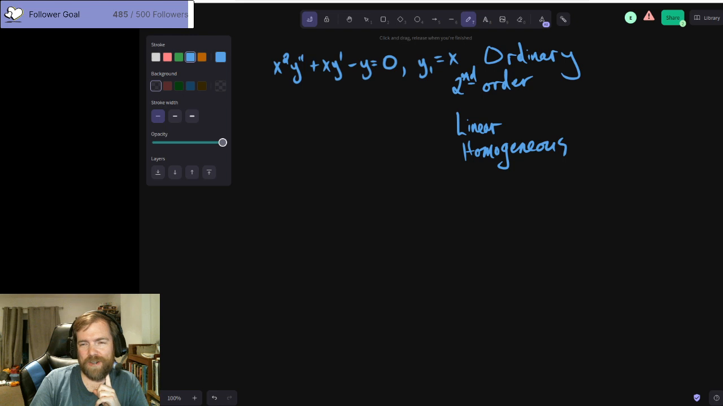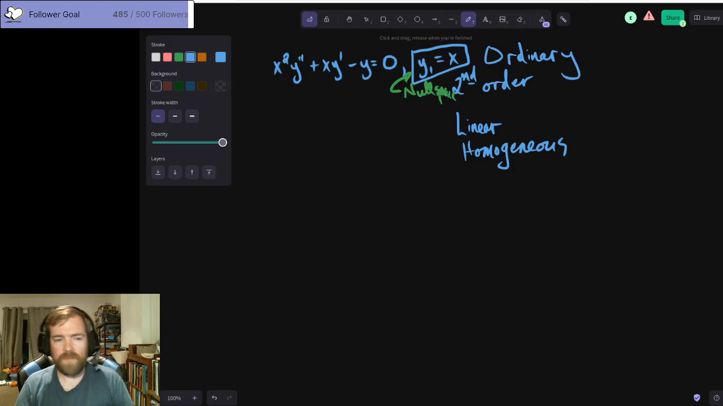So the question again becomes, how do we solve for our secondary null space solution? Because, again, we're making a claim that someone figured out that our first solution is y1 equals x for our null space. And we discussed earlier that we needed to have two solutions for our null space solution, given that we have a second-order differential equation.